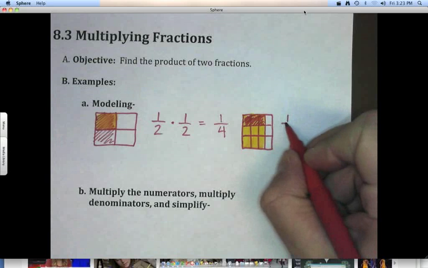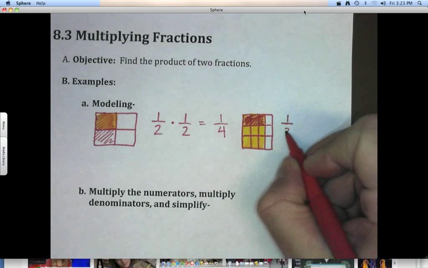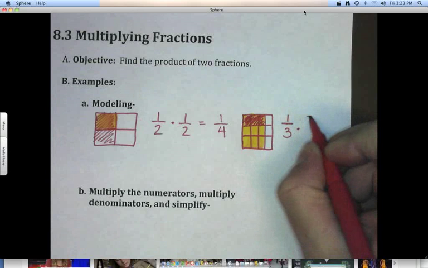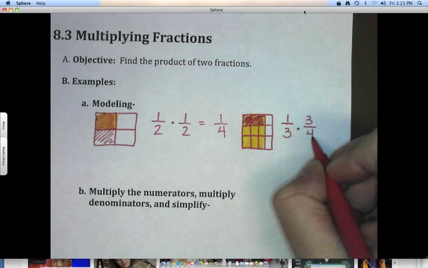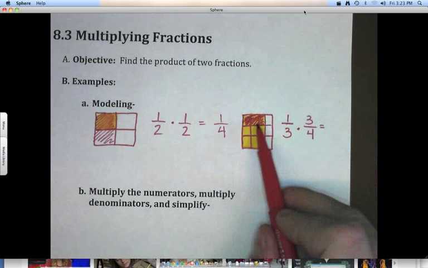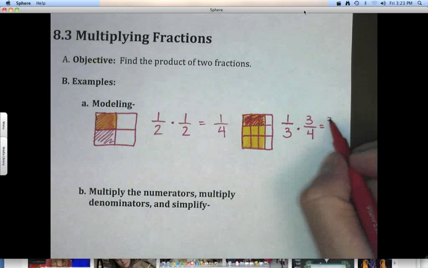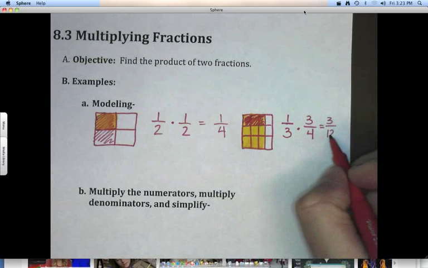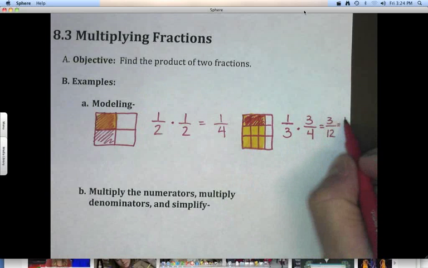So again, 1/3 times 3/4, and you can see you have 3/12, which is equal to 1/4.